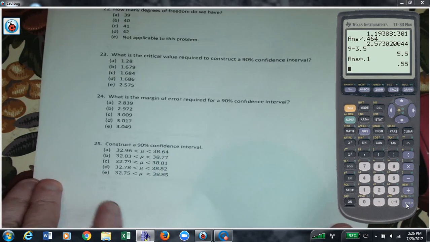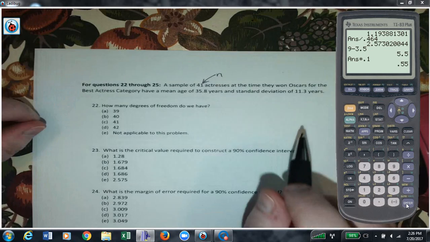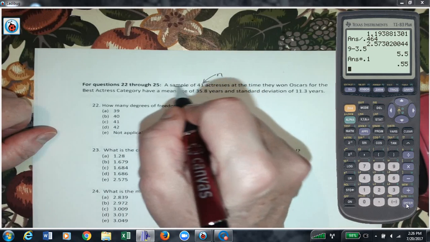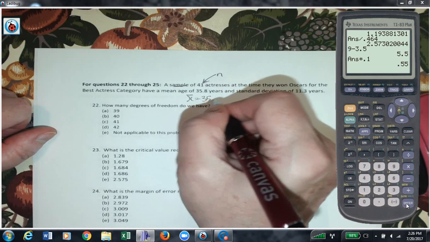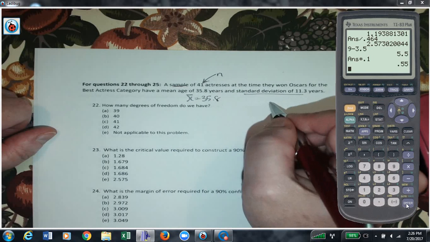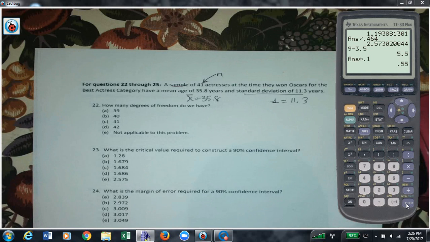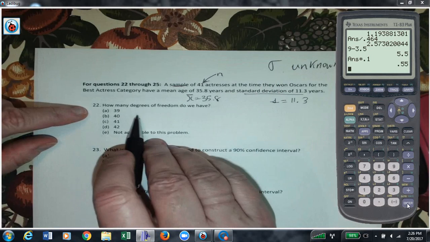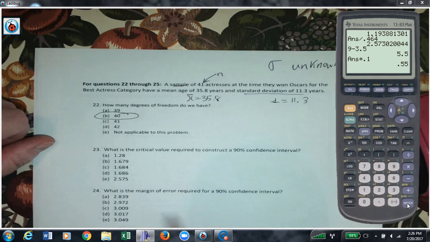Number 22, a sample of 41 actresses. Okay, so that's our N. At the time they won the Oscars for Best Actress category, has a mean age. So this is the sample mean. X bar is 35.8. And a standard deviation, they're talking about the sample. So that is S, not sigma. So sigma is unknown. Again. So how many degrees of freedom do we have? N minus 1. 41 minus 1 is 40.